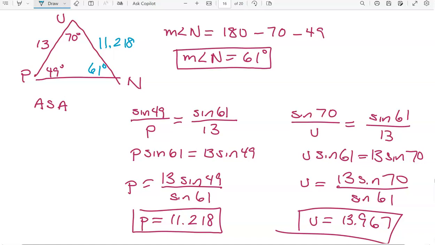Since we now have our last piece of the triangle, I'll go ahead and complete the diagram with that measure. We'll notice that 13.967 is the largest side, and it's opposite the largest angle, which is 70 degrees. Our smallest side, 11.218, is opposite the smallest angle, 49 degrees.